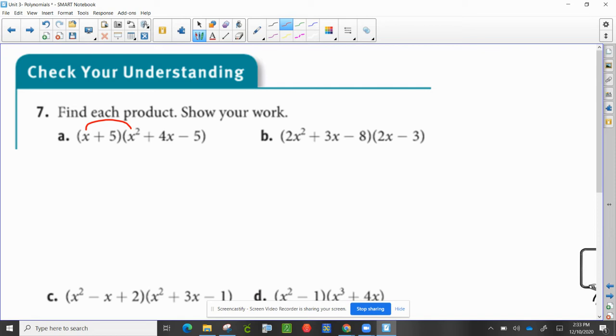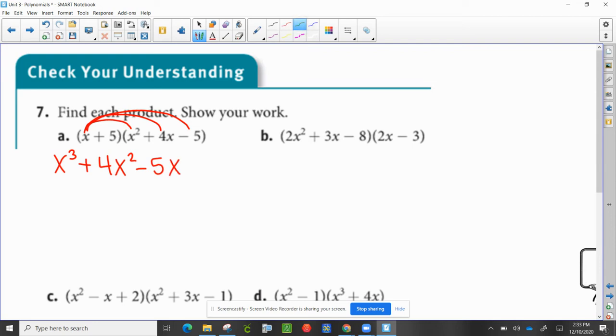So I'm going to distribute the x to everything. So x times x squared, we have 1x, and then we multiply it with 2, we're going to end up with 3. So this becomes x to the 3rd power. Next, we're going to have x times 4x. That's going to give us a plus 4x squared. And then lastly, we're going to have x times negative 5. So that gives us a negative 5x.